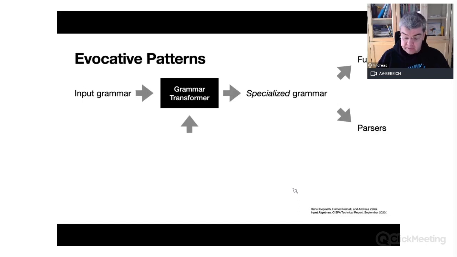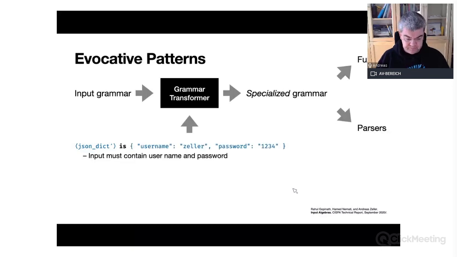on a particular feature of the grammar, where we can say, okay, I want specific patterns to occur or not to occur. For instance, I can say, well, I want one JSON dict that contains the username Zeller and the password 1234. Which then means that every single input that's going to be generated will have at least one such dictionary. I can also say at least one string should be a SQL injection, and then I can link this to a special grammar that produces SQL injections.